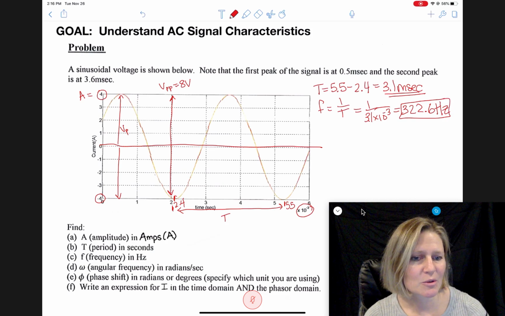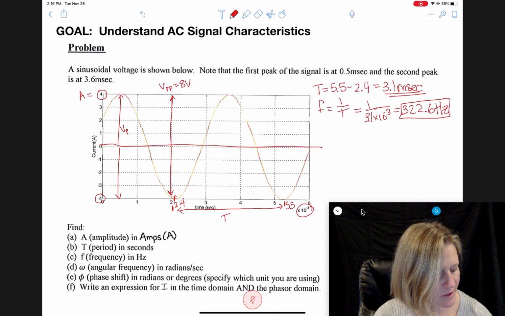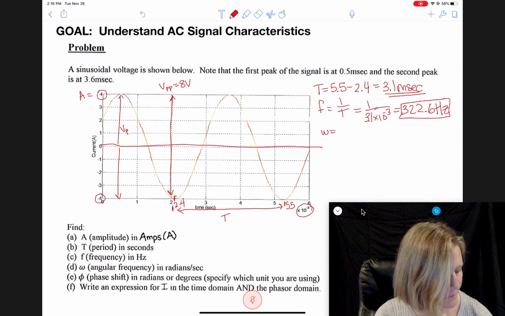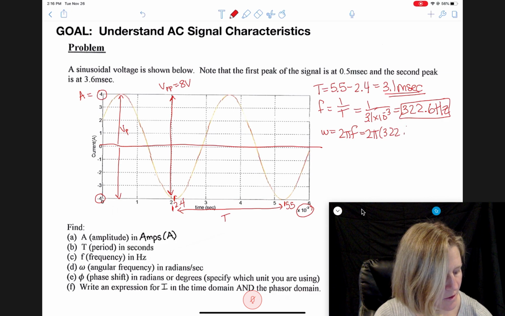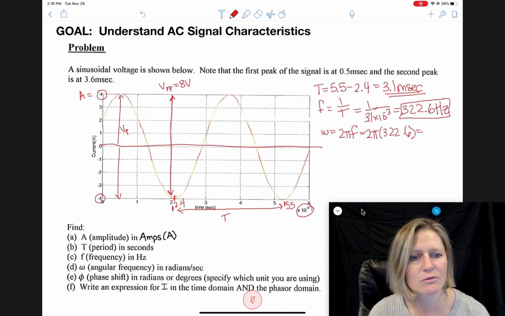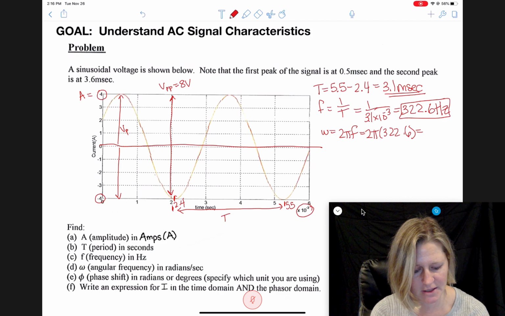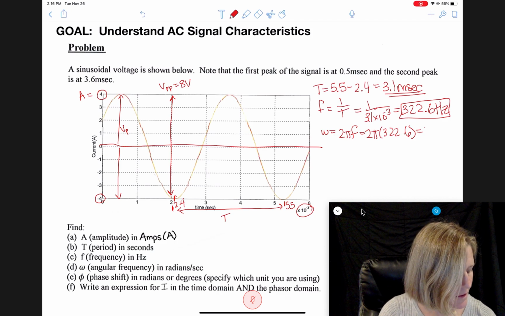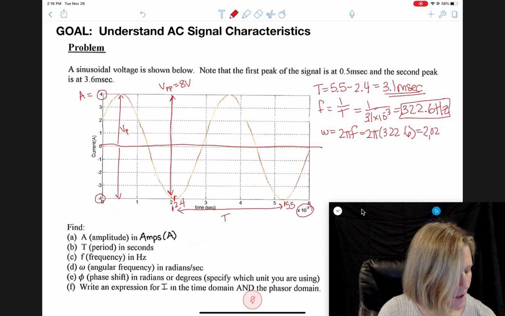From frequency, we can translate into omega, which is angular frequency, 2 pi f, and we just multiply that out. This is going to be in radians per second, and this is about 2027 radians per second.